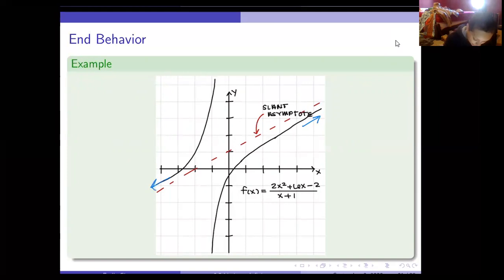And why is this? Well, when we divide everything by x, we're left with 2x plus 6 minus 2 over x, all over 1 plus 1 over x. Now, the highest degree here is x, and the behavior of x is it's going to go towards positive infinity when x approaches infinity, and towards negative infinity as we approach negative infinity. And this is because 1 is an odd number.